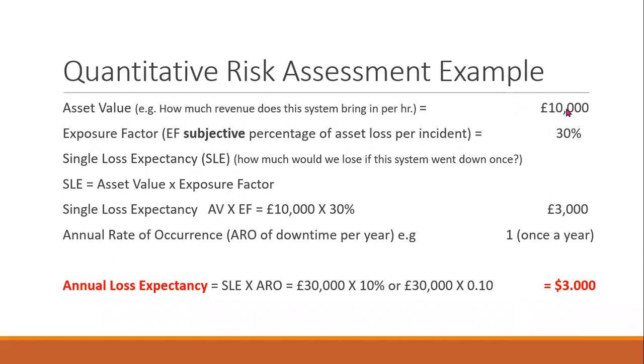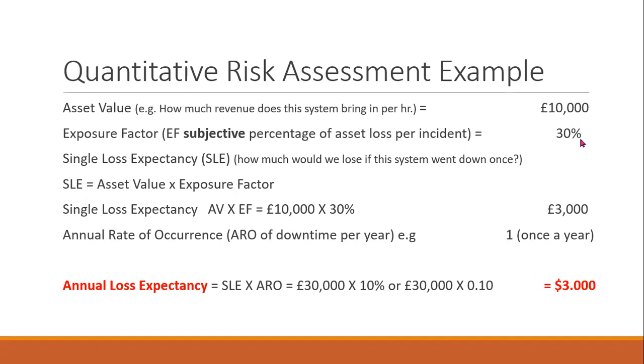That is just one way of calculating an asset value. There are many other ways. But for the purpose of this exercise, we'll use how much revenue the system brings in per hour. Exposure factor: what is the subjective percentage of asset loss per incident? If this server were to go down once, what is our guess of the percentage of asset loss, of sales loss, I'd say, per incident?